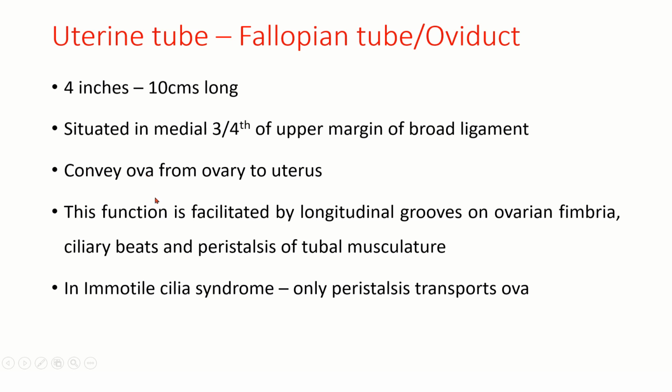How do these tubes convey the ovum? That is facilitated by the longitudinal grooves on the ovarian fimbria, which is also lined by ciliated epithelium, and the beating of the cilia and the peristalsis of the tubal musculature. In a condition called immotile cilia syndrome, the ciliary beating current is absent. The ova are then conveyed completely by the action of peristalsis of the tubal musculature.